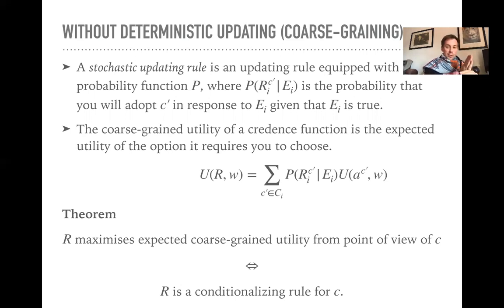So you just look at all the different things that that rule permits, that's all the C primes, the Ci. You then say what the probability of you adopting each of those Ci is, given that you learn that particular piece of evidence, and you use that as a weight for the utility of the option that you would choose there. If you do that, then it turns out that your updating rule is going to maximize expected coarse-grained utility. That's what I mean by this thing we've just defined, from the point of view of your prior, just in case your updating rule is a conditionalizing rule for C. So the interesting feature here is that, in fact, there is a way out, that you can find an argument, a way of saving the expected pragmatic utility argument, basically by taking this coarse graining approach.